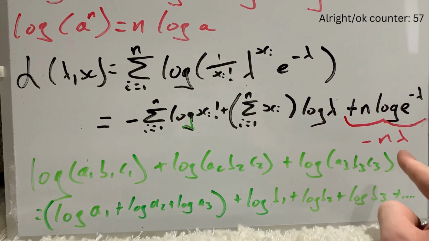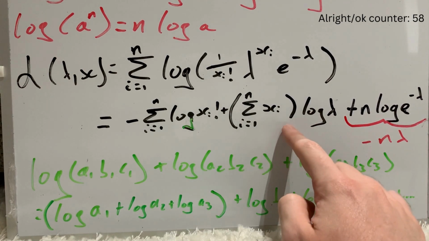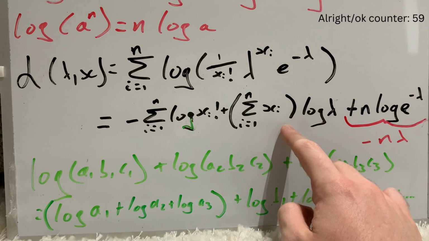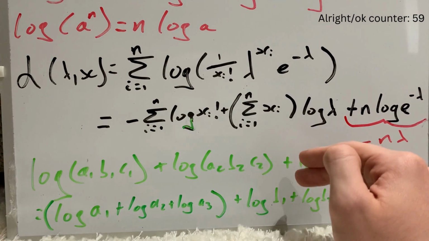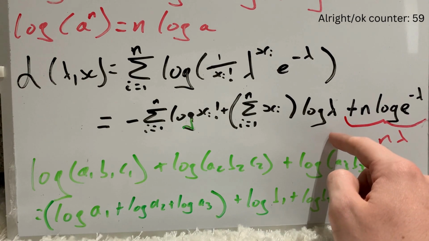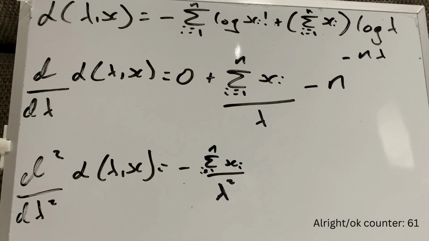We're going to get minus n lambda. We're doing exactly the same thing with lambda, but since e is a constant and log e is 1, we know that we're going to get n minus n lambda. Now we're going to differentiate the log likelihood function.